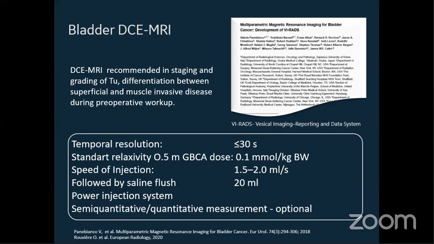If a standard relaxivity agent like Clariscan is used, then the standard dose of 0.1 millimole per kilogram is recommended with a speed of injection between 1.5 to 2 milliliters per second, taking into account that temporal resolution is not high in this case. Although if semi-quantitative or quantitative measurements are used, they most probably require a higher temporal resolution, and thus, in that case, it may require changing the contrast agent injection protocol as well.